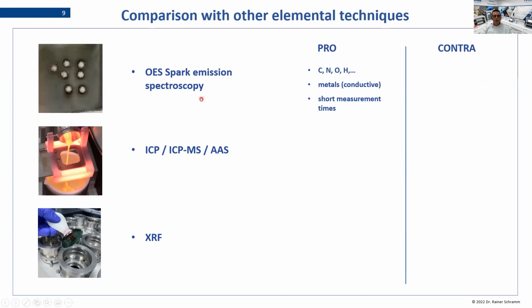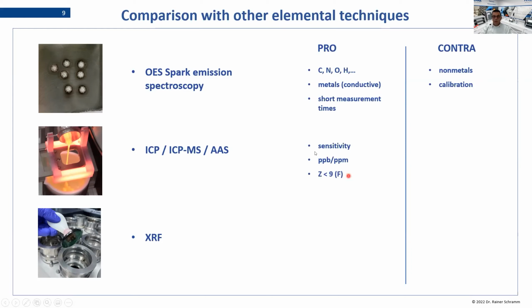The pro for spark is that you can also analyze light elements, very light elements. You can analyze metals with relatively short measurement times. But the sample must be conductive. That's why non-metals are difficult to analyze. And you always need a calibration which is matrix matched.